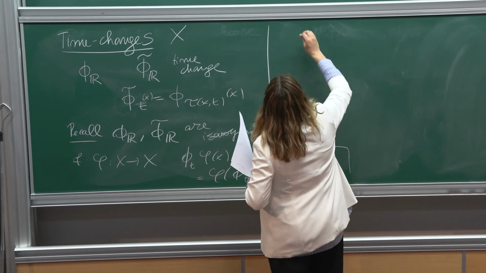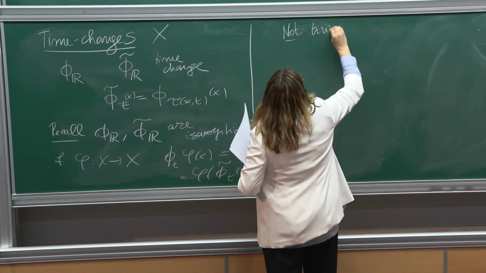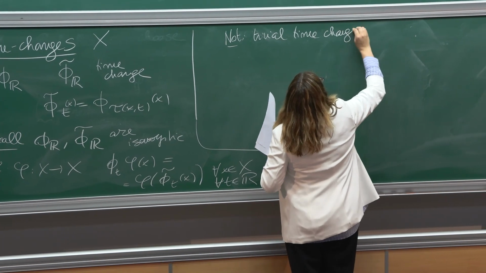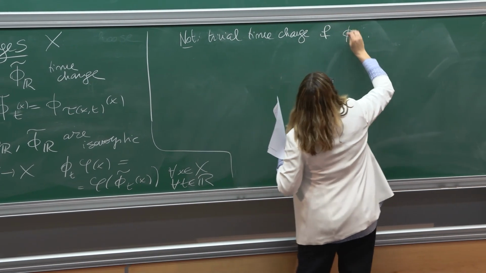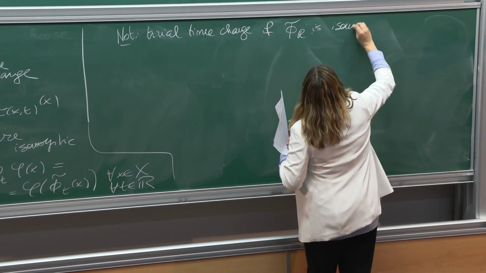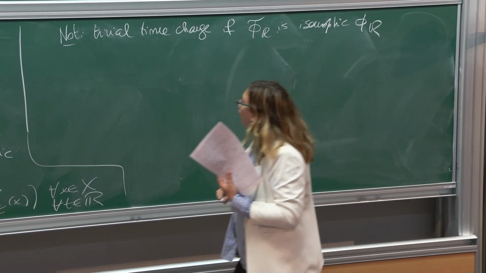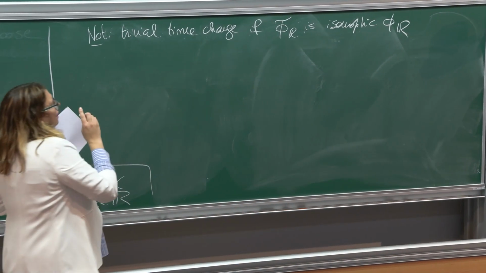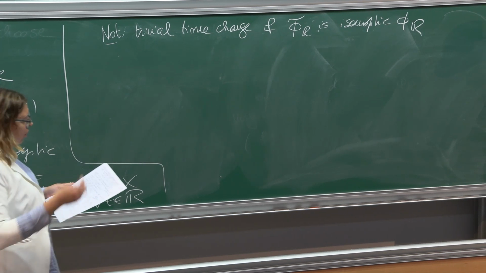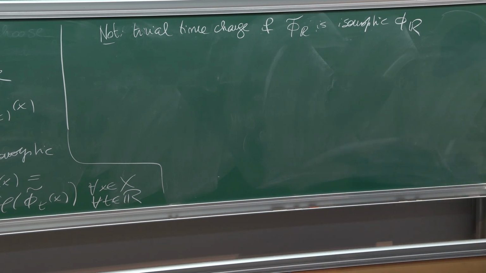So let me use the notation trivial time change: a time change is trivial if phi tilde_r is isomorphic to the original flow. So in parabolic dynamics, there are many non-trivial time changes. And this is related to the issue of cohomological equations and obstructions to solving the cohomological equation.